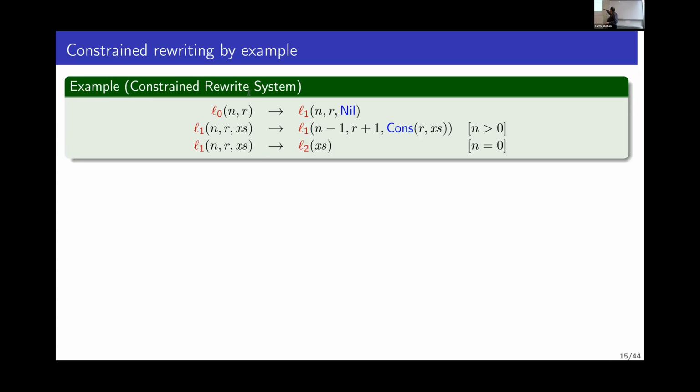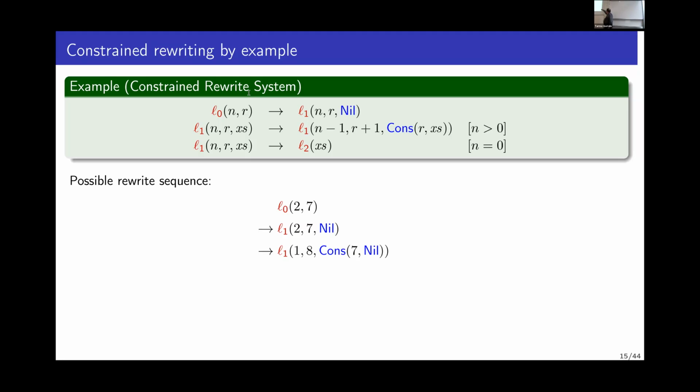And we go to L1. So that's a classic term rewrite rule. But in the second term rewrite rule, we have added a constraint. We are allowed to use that second rewrite rule only if the number n is greater than 0. Let's look at a possible rewrite sequence. We might start with L0 of 2 and 7. Apply the first rule to make a step to L1 of 2, 7 and nil. Now we can use the second rewrite rule because 2 is greater than 0. So we are allowed to use that rule.